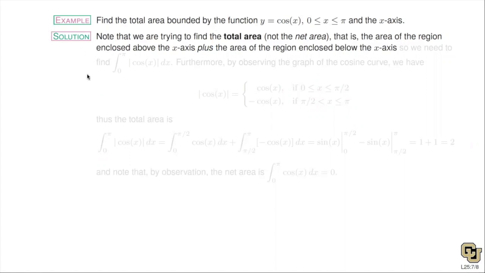And so in math, what we're really doing is finding the definite integral of the absolute value of cosine x. This is very similar to finding the total distance, where we integrate the absolute value of v of t dt.